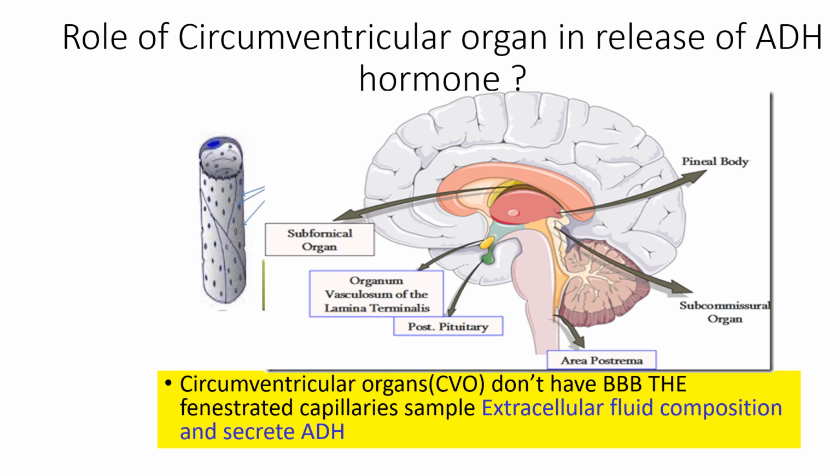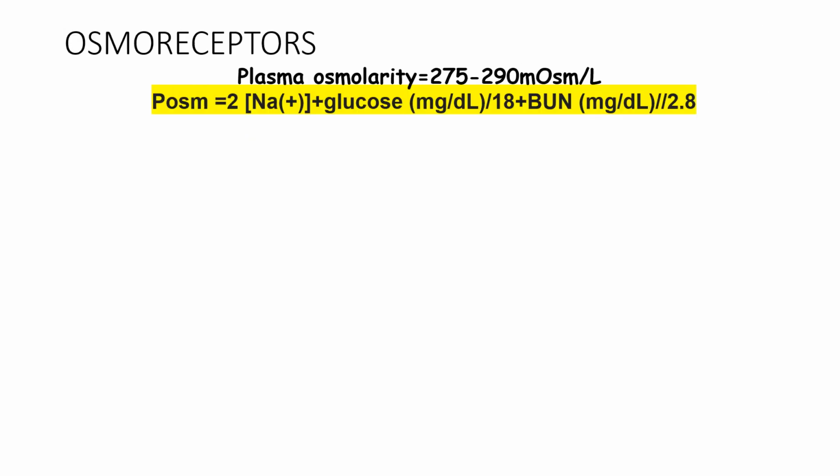Whatever the composition of this extracellular fluid is, it will influence the neurons present in the circumventricular organ. So what will be the effect? Now comes the role of osmoreceptors. Osmo means osmolarity, and the receptors for it are known as osmoreceptors. They are located in or near the hypothalamus and are basically modified neurons. We know the plasma osmolarity ranges from 275 to 290 milliosmoles per liter.